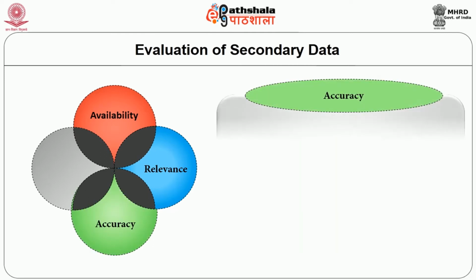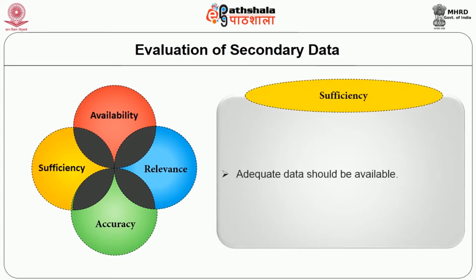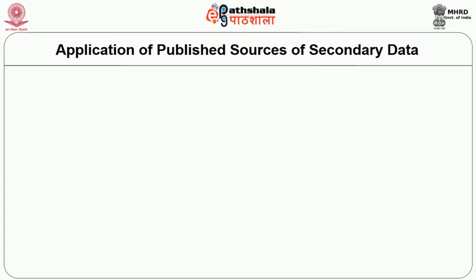Third, accuracy. In order to find how accurate the data is, the following points must be considered. One, specification and methodology used. Two, margin of error should be examined. And three, the dependability of the source must be seen. Finally, the fourth one is sufficiency. Adequate data should be available. Now let us pass on to application of published sources of secondary data.